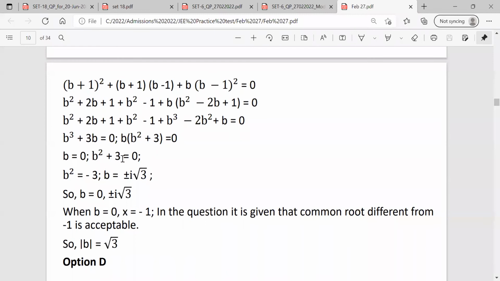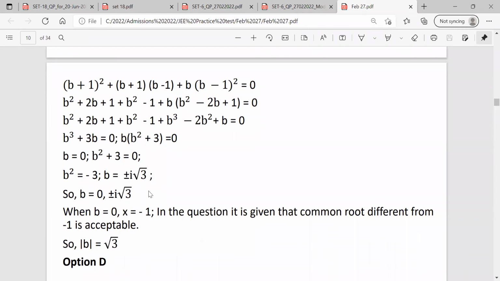When b square is equal to minus 3, what will be b? b will be plus or minus i root 3. So I have two solutions here. The first one is 0 and the second one is plus or minus i root 3.